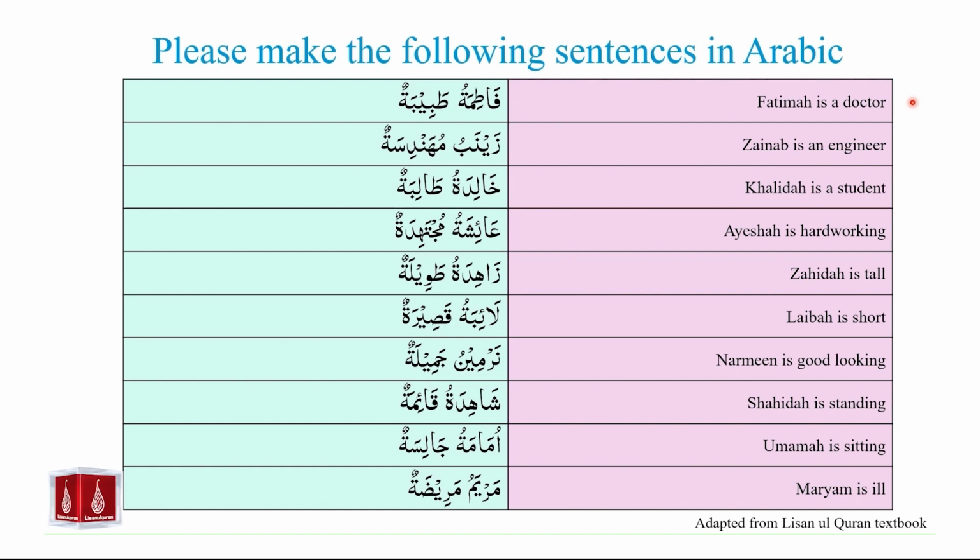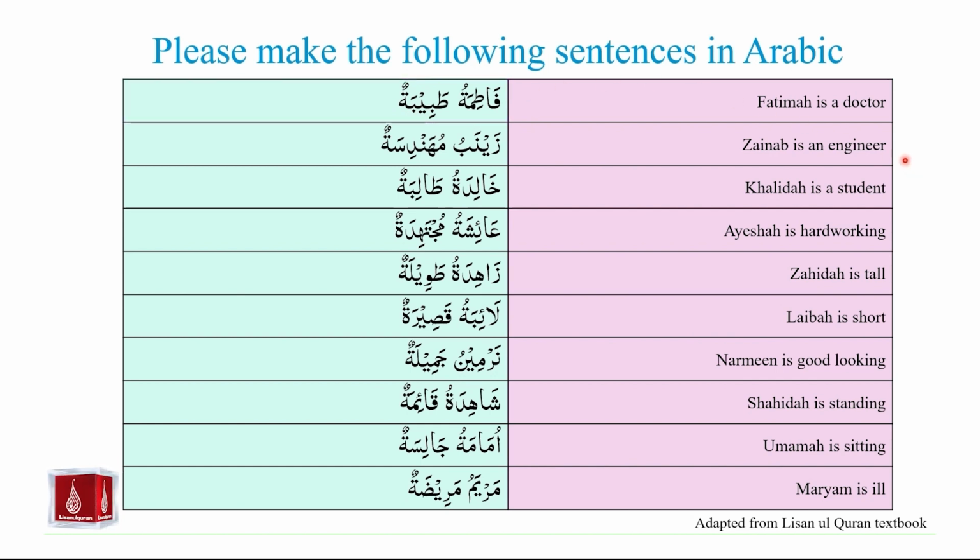Fatima is a doctor. Fatimatu tabibatun. Fatimatu is written as Fatimatu because a feminine name will not accept tanween. Tabibatun has the double pesh on it because it is not a feminine name. So in the rafa status, it will have double pesh on it.